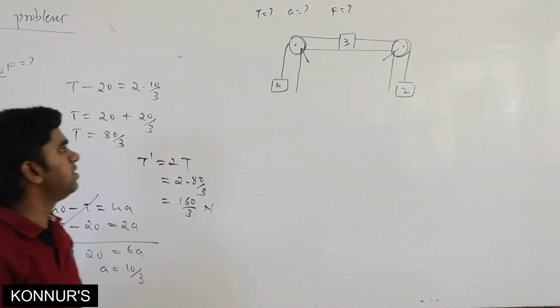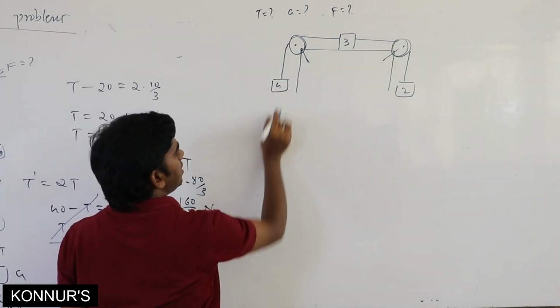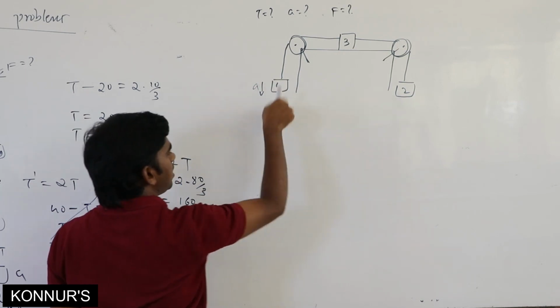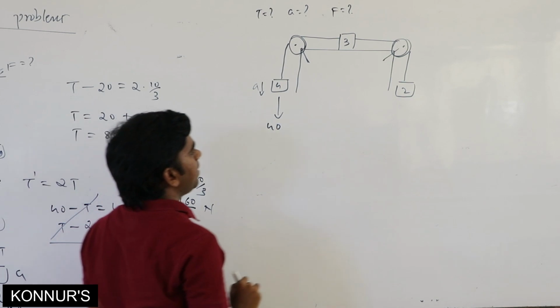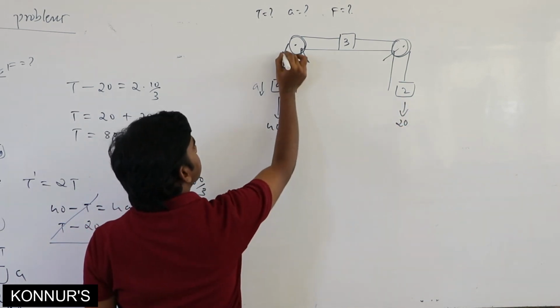Okay, so we have to find that one. Again, the 4 kg mass is there, so obviously it will move in this direction, with acceleration downward. So what is the net downward force? 40 here. Here the net downward force is 20. Tension direction is like this.